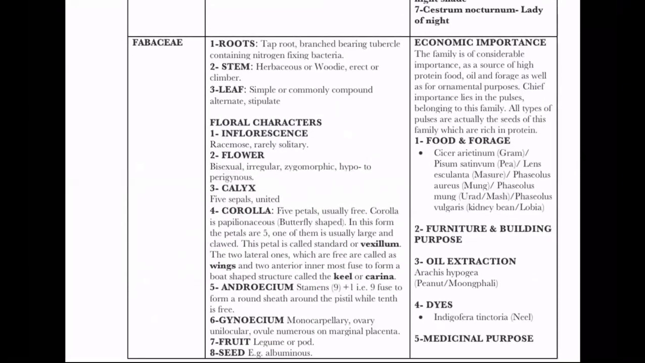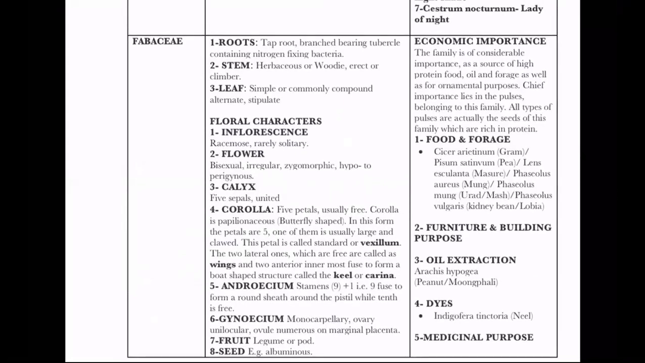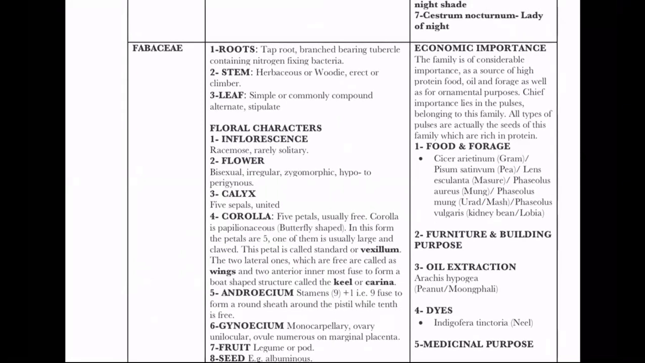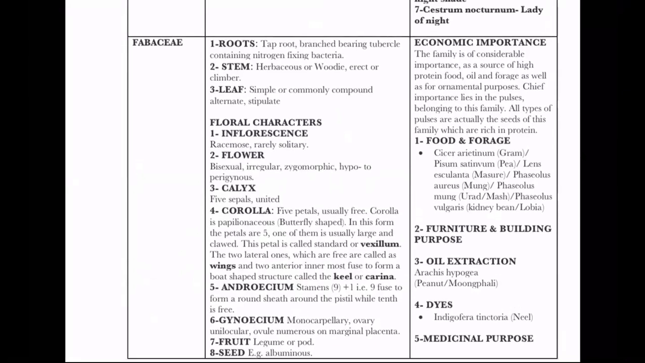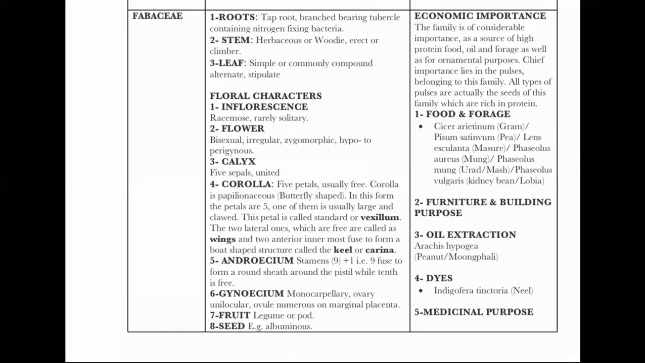These have taproot branched bearing tubercles containing nitrogen fixing bacteria. This includes your peas, lentils, everything. Legumes are in this. Herbaceous or woody. Racemose inflorescence, bisexual, irregular, zygomorphic, hypo to perigynous. 5 sepals united. 5 petals usually free. Corolla is butterfly shaped. In this form, the petals are 5.